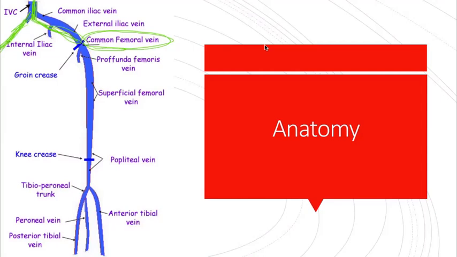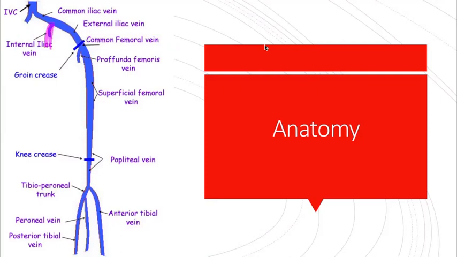So I think the more appropriate word, instead of they branch into the IVC, would have been that they converge into the IVC. Like they come together to form the IVC, but he said they branch into the IVC. And then highlight the internal iliac veins. So the internal iliac veins are these guys right here, right? The internal iliac veins.